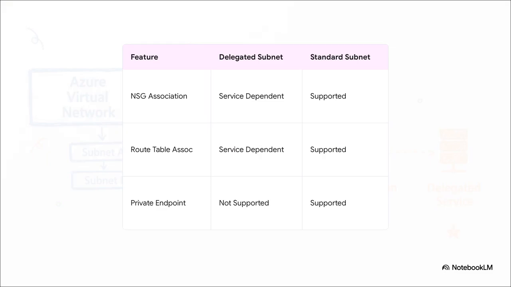Okay, this table shows some really important differences. Notice how for NSGs and route tables, the support becomes service dependent. This means some services might let you attach your own, while others won't. But look at that last one, it's a biggie. You cannot use private endpoints in a delegated subnet. Why? Because that subnet is now fully reserved for that one injected service.